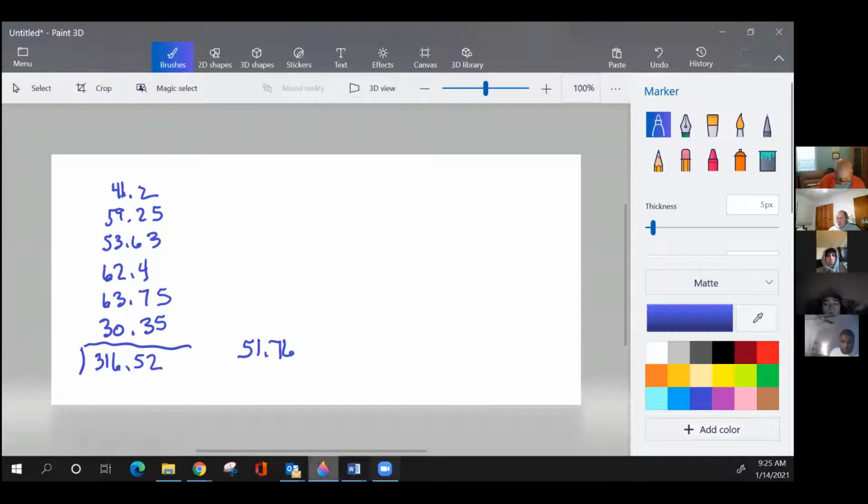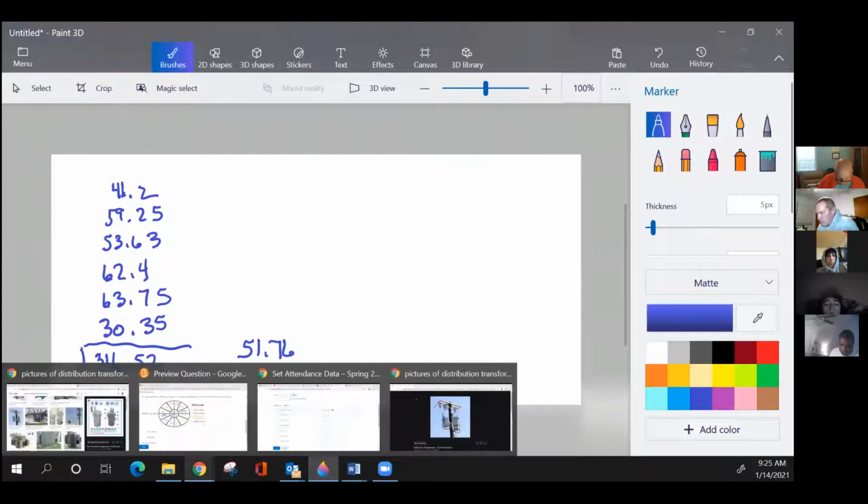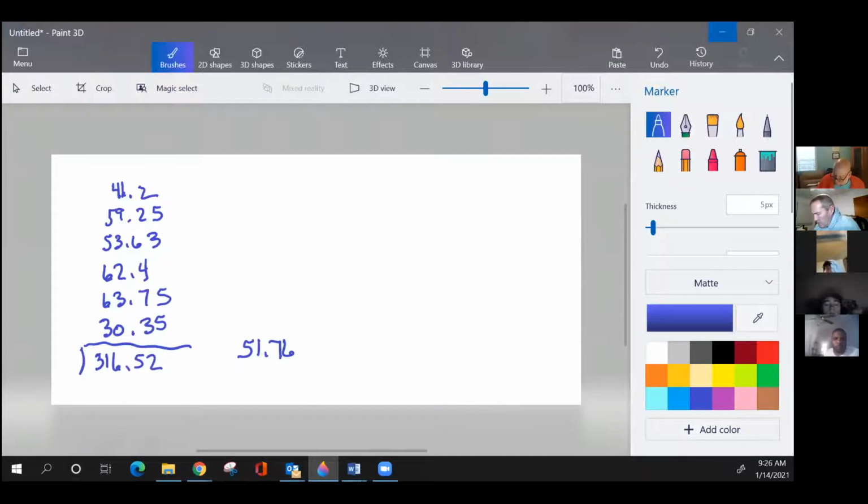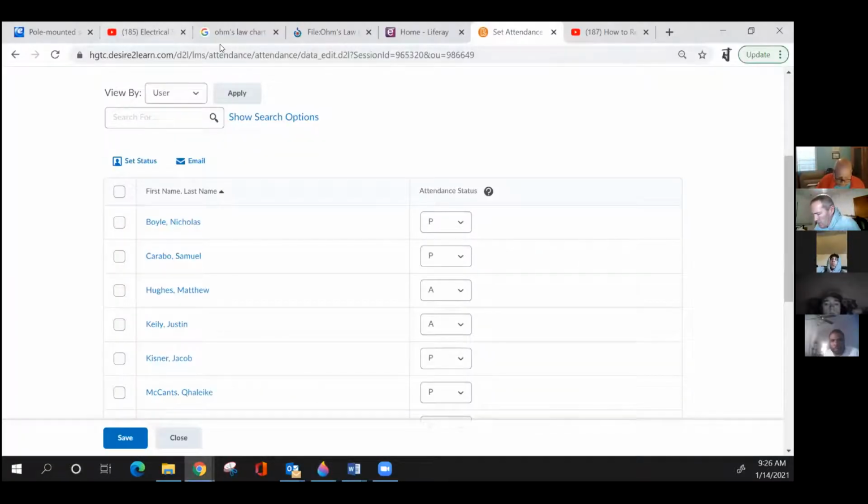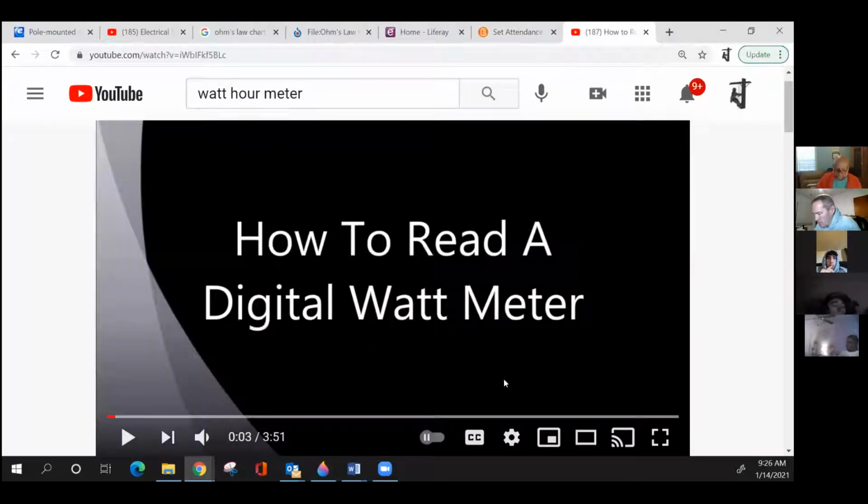Let me minimize this. I got a little video I want to show you. Just give me a sec to get through my videos here. All right. This is a little video about a kilowatt hour meter. It kind of explains how you can figure out how much usage you have on your house. A kilowatt hour meter is what is used to track how much power you use at your home or business every month, and this is how they figure how much your bill is going to be. So let's watch this little video.